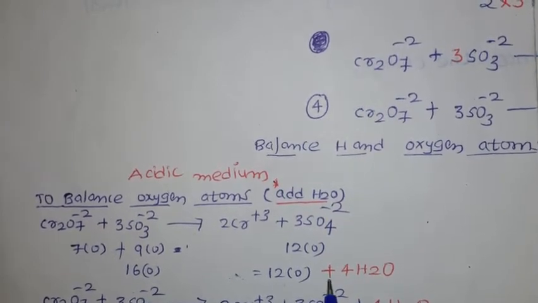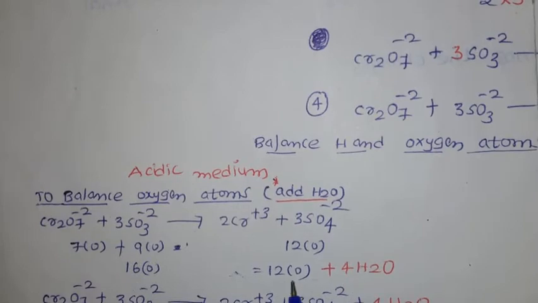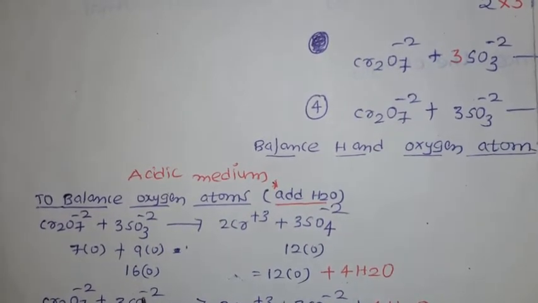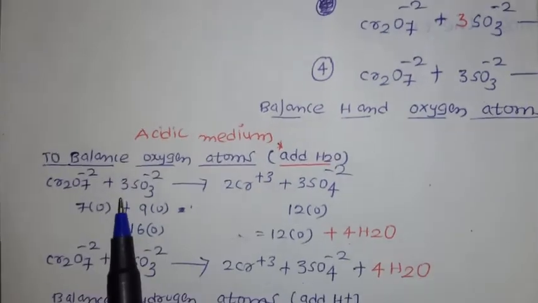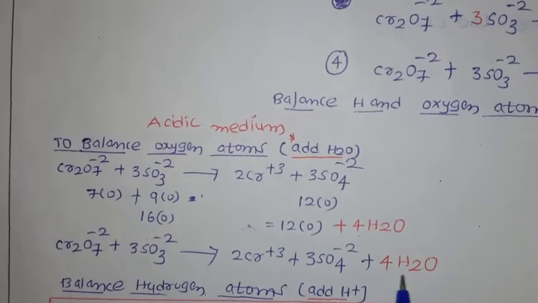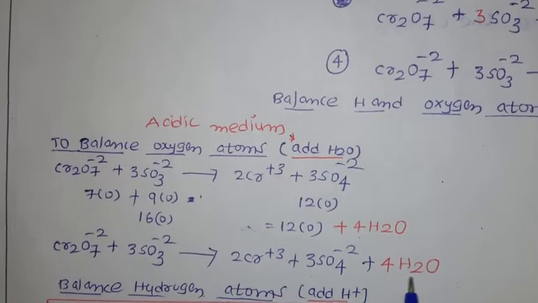To make the 16 here, I have to add the 4. If I add the 4 H2O, then 12 plus 4 oxygen will be equal. So now 16 oxygen, 16 oxygen. So what I did here, I added the 4 H2O to balance the oxygen atoms in acidic medium at the reactant side.